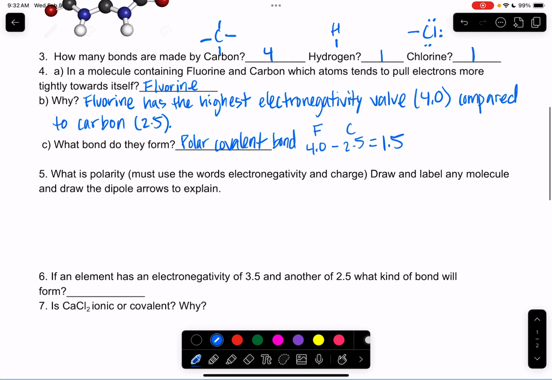All right, next one. What is polarity? Must use the words electronegativity and charge. Draw and label any molecule and draw the dipole arrows to explain.